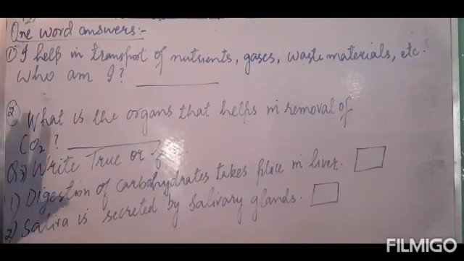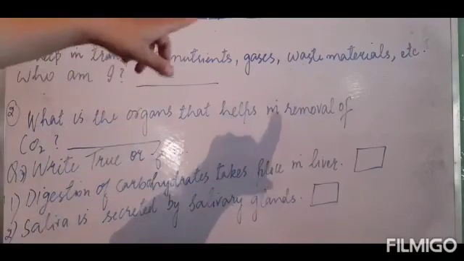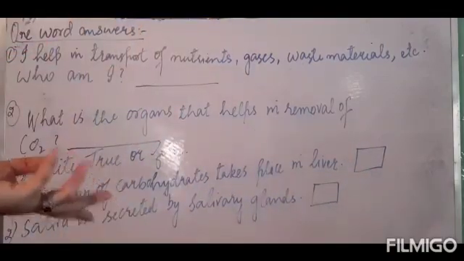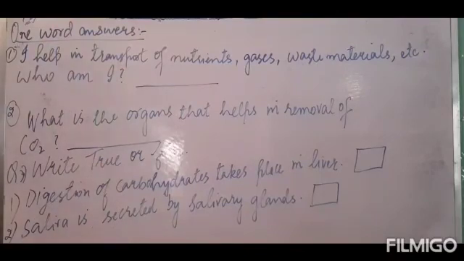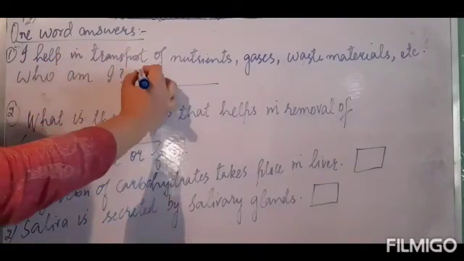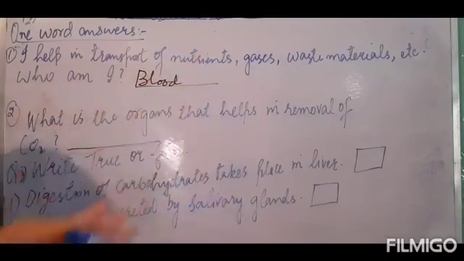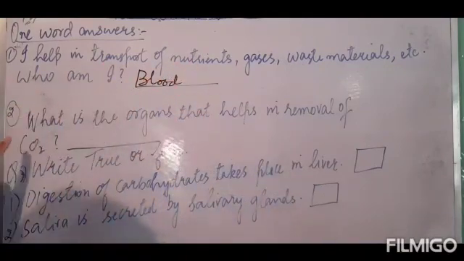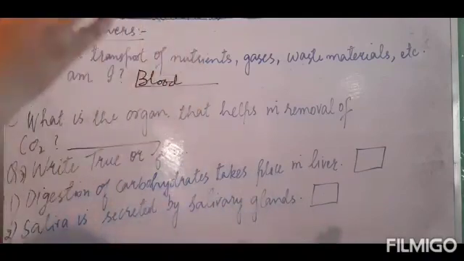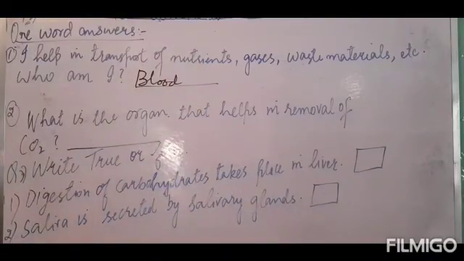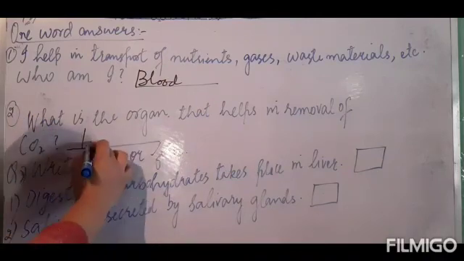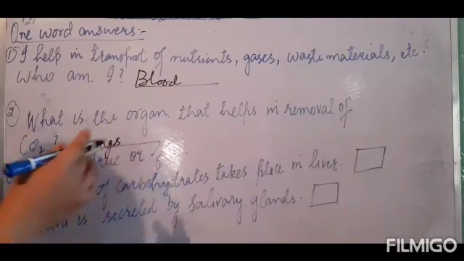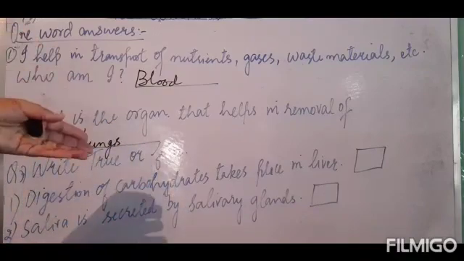What you have to do, there will be a question in your question paper like this: I help in transport of nutrients, gases, waste materials, etc. Who am I? You have to just write down the answer in one word. Okay, only in one word. So what is the answer? Blood. Exactly. So here you will write blood. Second question is, what is the organ that helps in the removal of carbon dioxide? What is the organ? Lungs. Exactly. Lungs help in the removal of carbon dioxide. So here you will write lungs. Simple.